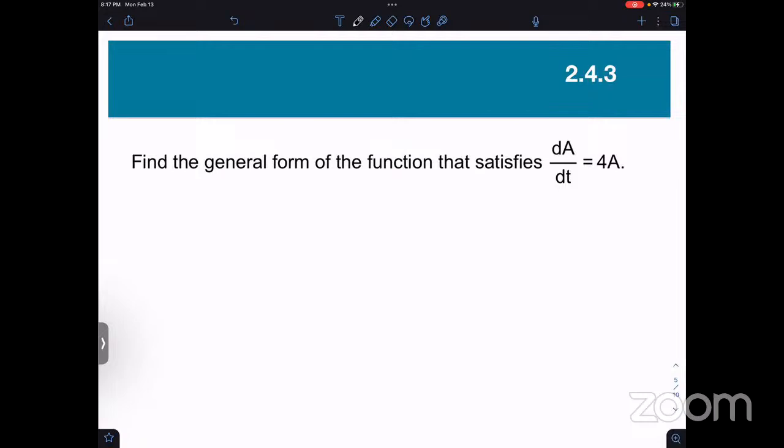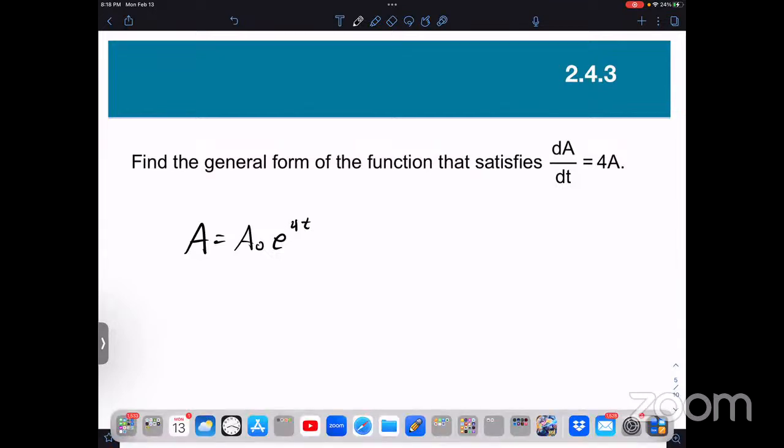So it's going to be something like, I think that was the k. Let me think about it. Yeah. It should be something like A naught e to the 4t, because I think we said that 4 was our k. So let me hop over to Pearson and see if we can submit that one.